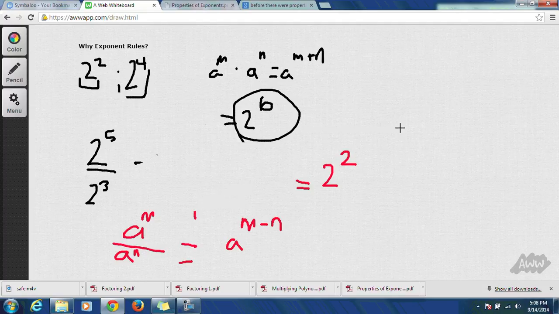We'll be spending some time going through a PowerPoint of examples of all the exponent rules. But what you'll see is without these rules, it would be more tedious and much longer to solve exponent problems.